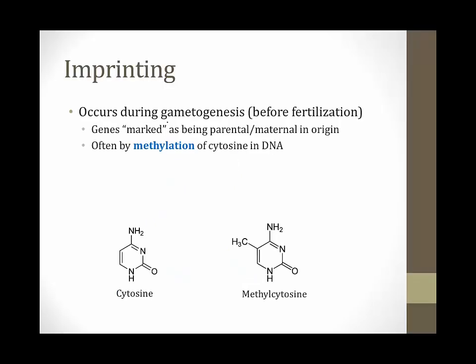Imprinting occurs during gametogenesis before fertilization of the egg. Exactly how it occurs is incompletely understood, but genes are marked as being of paternal or maternal origin. One of the ways they are often marked is by methylation of cytosine in DNA. At the bottom left side of the screen is the base cytosine, which you can find in nucleotides in our DNA. If it is methylated, meaning a methyl group is added, it becomes methylcytosine, and this is one of the ways genes can be modified, sometimes in the process of imprinting.